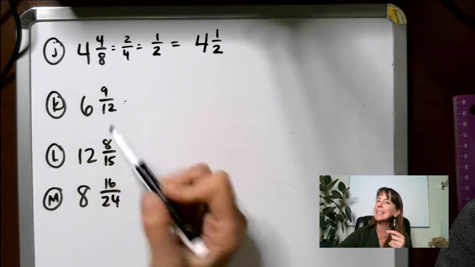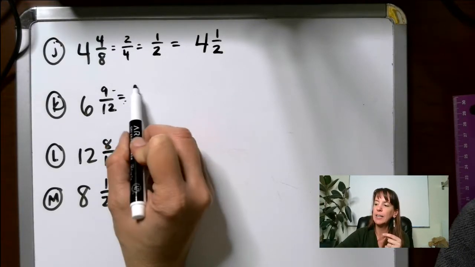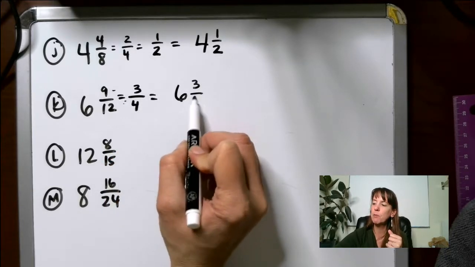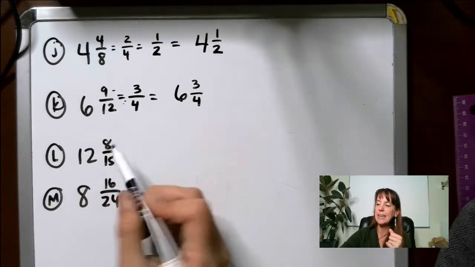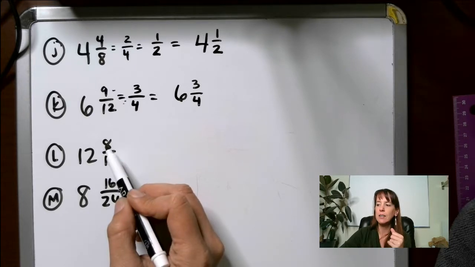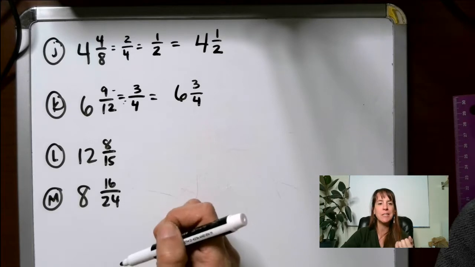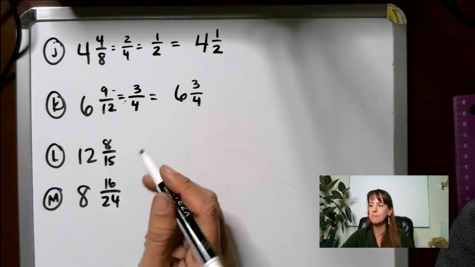Looking at these, I can't cut those in half, but I can divide by 3. If I divide the top by 3, I get 3 over 4, which means I get 6 and 3/4. On this one, I can't cut that in half because I can't cut 15 in half, right? The things that go into 8 are 2 and 4, right? Neither of those go into 15, so this is as reduced as it's going to get. Let me just double check it. Yep, I wrote it down correctly, so you're good.